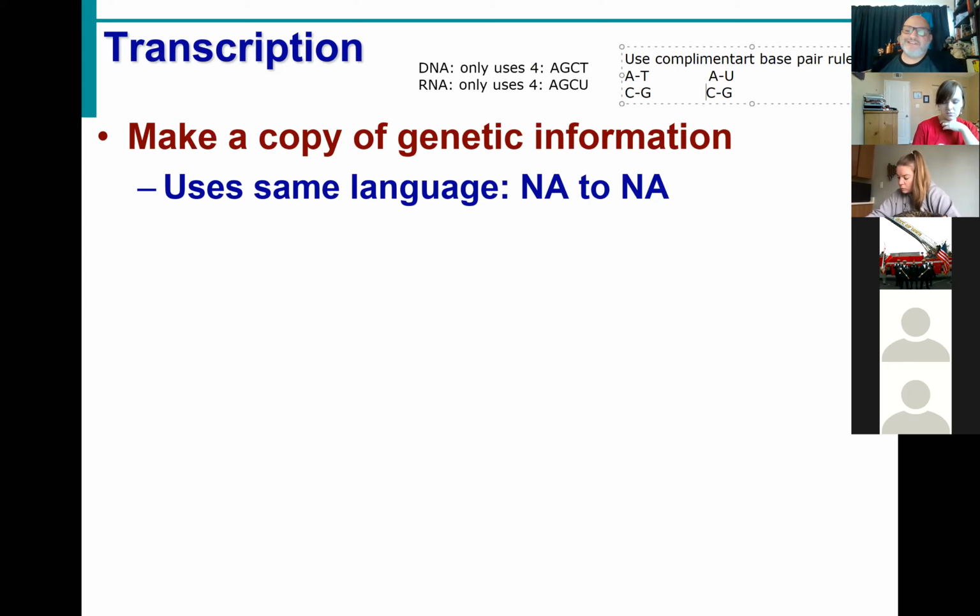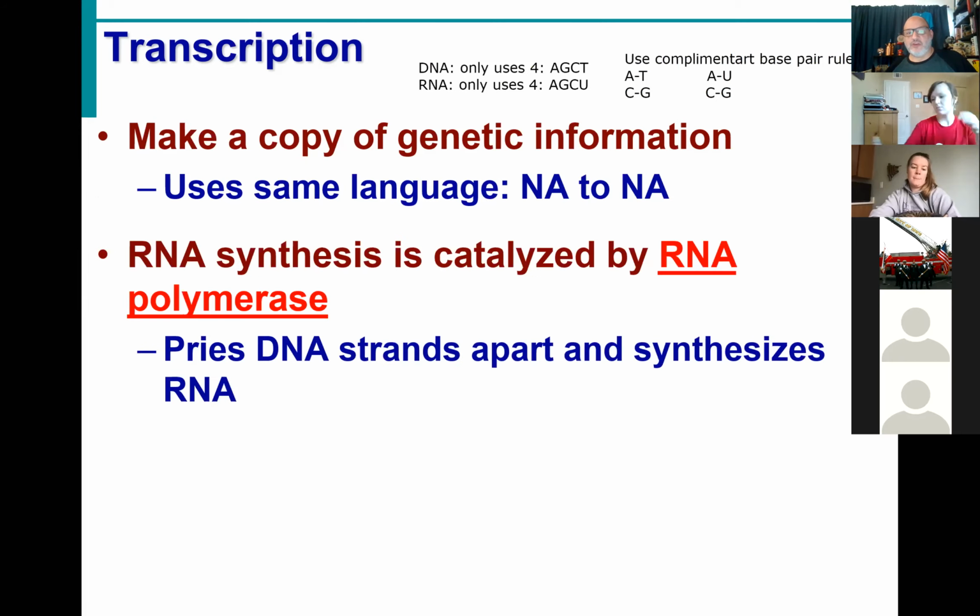And remember, during DNA replication, we had a special enzyme that could use those DNA pairs to make a complementary strand of DNA. And it was called DNA polymerase. Well, guess what? We have an enzyme that can use complementary base pair rules to make a strand of RNA. And we call it RNA polymerase. See how convenient that is? DNA polymerase makes a strand of DNA. RNA polymerase makes a strand of RNA.